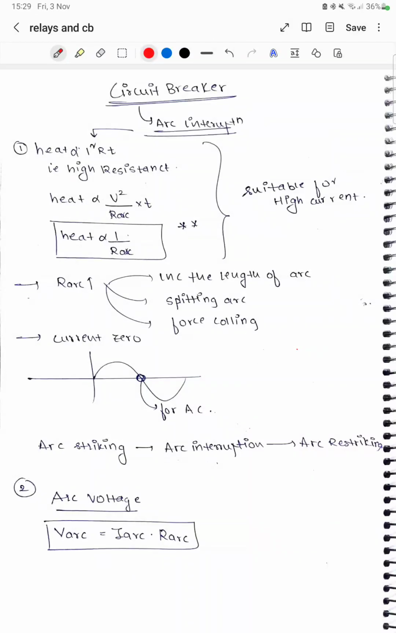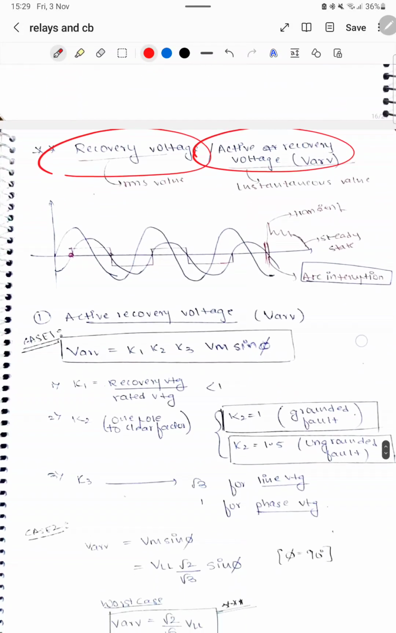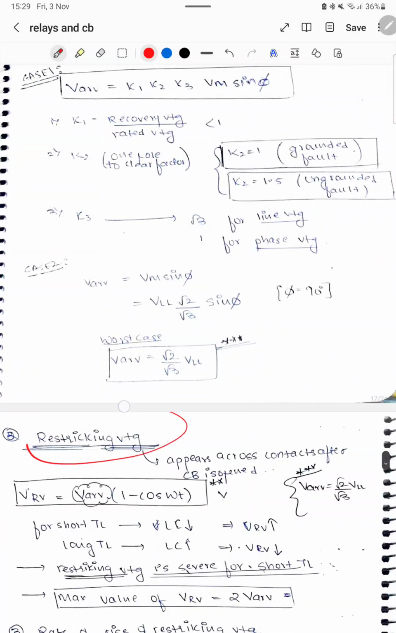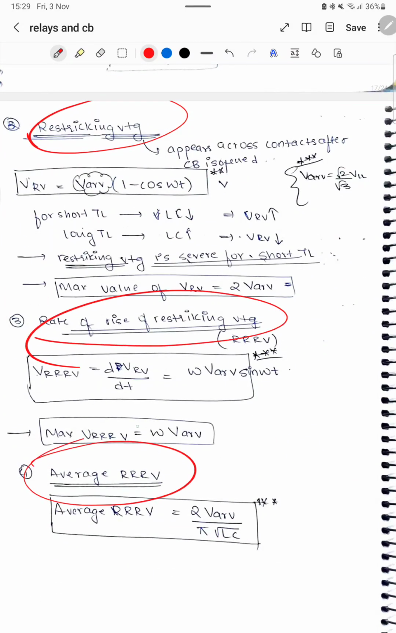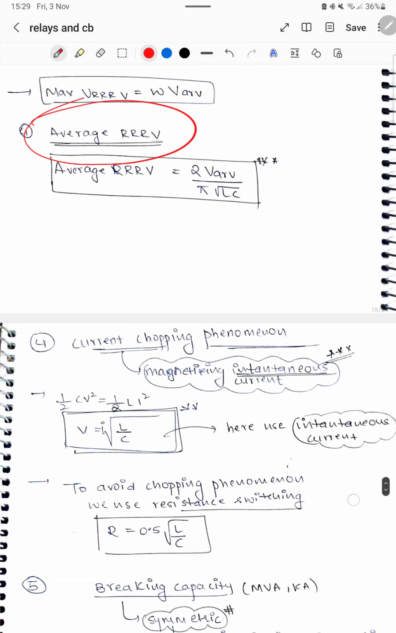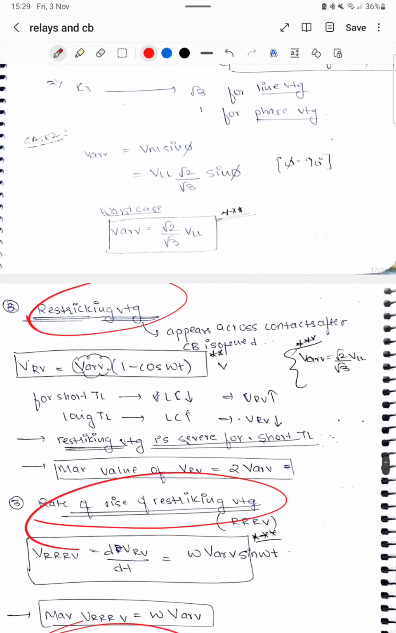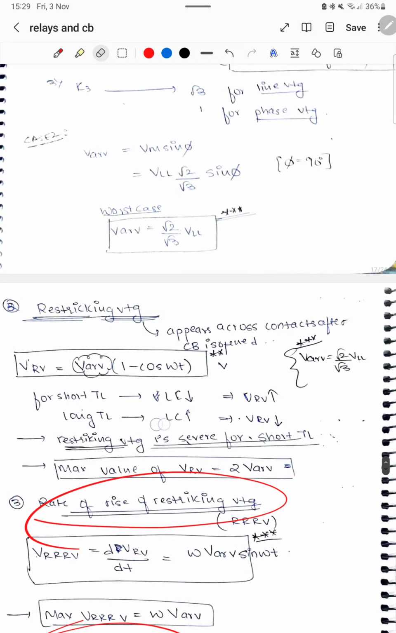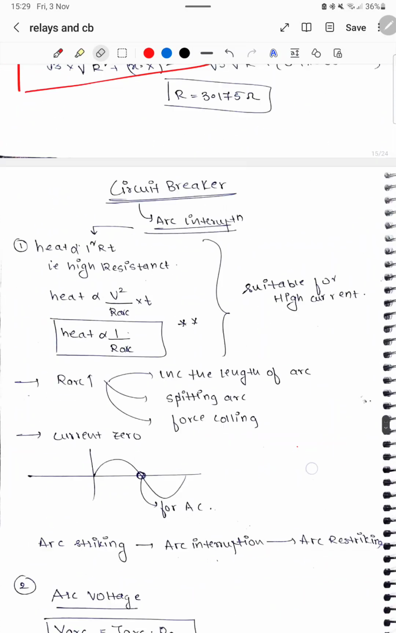Let's get started with circuit breaker. In circuit breaker, we'll be coming across very few concepts, but in very twisted ways. We'll be coming across arc voltage, recovery voltage, active recovery voltage, restriking voltage and rate of rise of restriking voltage. We'll also come across average of restriking voltage. This is one of the major concepts here. With this one or two concepts, we'll be able to ace every question of this particular topic. So let's get started.